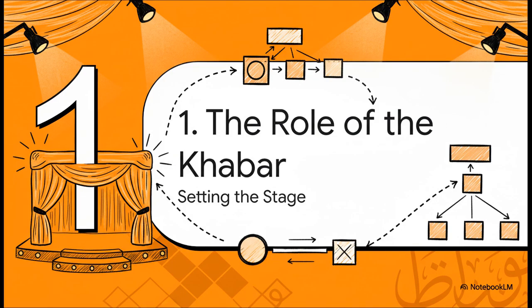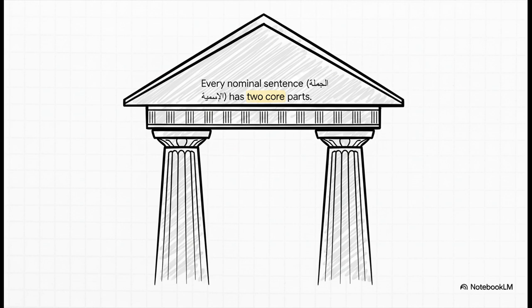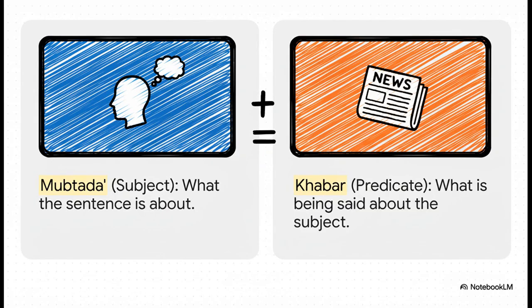Okay, first things first, let's set the stage. To really get a handle on the khabar, we need to know exactly where it lives and what its job is. We're focusing on something called a nominal sentence, or al-jumla al-ismiyya. That's just a fancy way of saying a sentence that kicks off with a noun. Think of it as being built on two essential pillars. Those two pillars are the subject, or mubtada, and the predicate, the khabar.